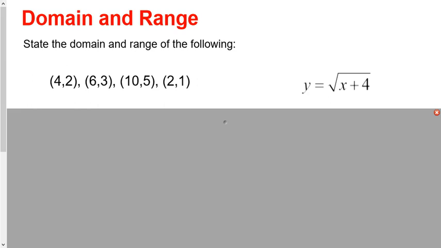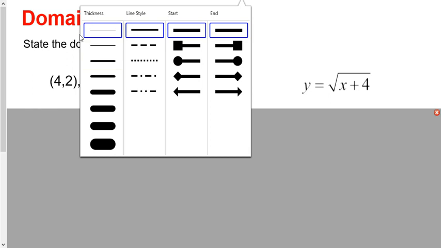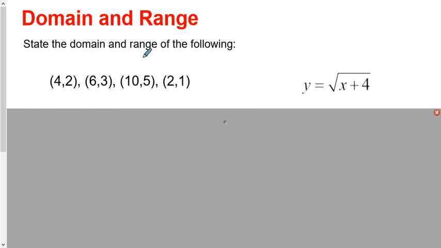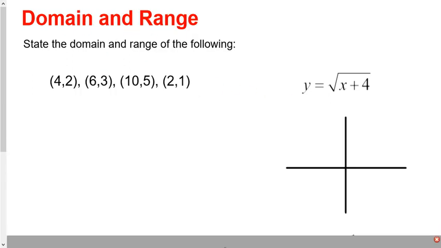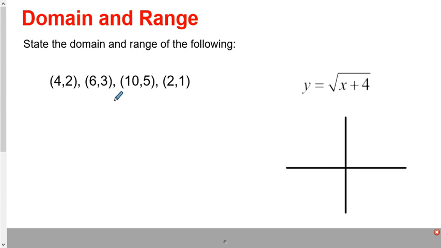The next topic we're going to look at is domain and range. So remember, domain is all of our possible x values, and range is all of our possible y values. When we're saying the domain and range, we've got a specific kind of notation that we use, and we're going to look at 4 of these. For our first one, I've just got a set of ordered pairs. This would be very similar if I had a table of values. So this is nice and easy.